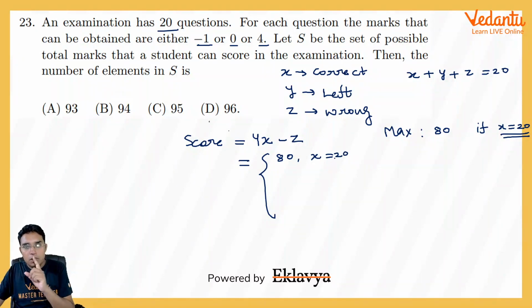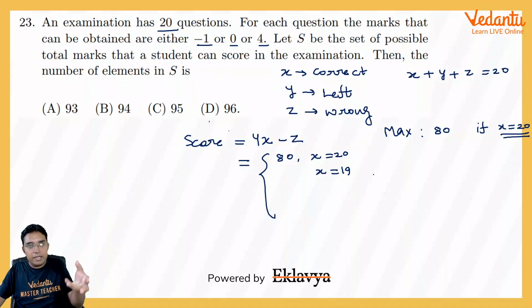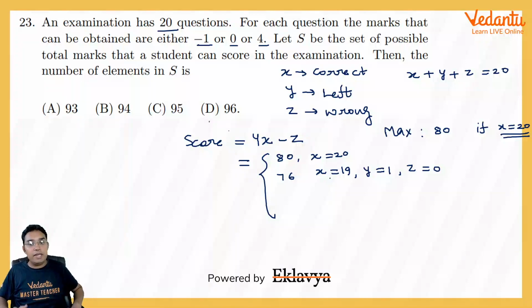Suppose I leave one question, but I do not do it wrong. Because the maximum is when all are correct, the second highest would be when 19 are correct and the remaining question is left. It is not wrong, that is 0. So here you can see this will be 76. So after 80, it is not 79 or 78 or 77. It is 76. I hope it is clear.